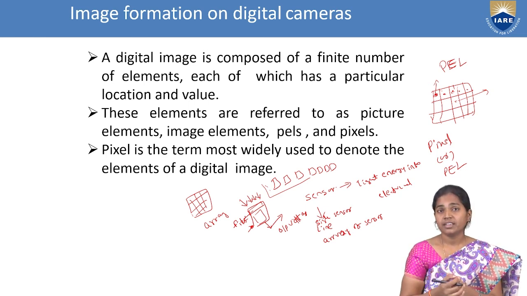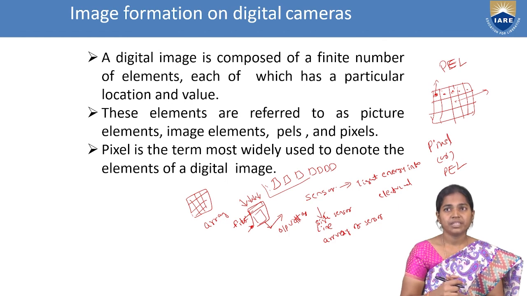In digital images, the image is represented using a finite number of elements. For example, if we use 8 bits in each pixel, then 2 power 8 is 256. How many shades are there? 0 to 255. These elements are referred to as picture elements or image elements, PELs, and pixels. So pixel is the term most widely used to denote the elements of a digital image.